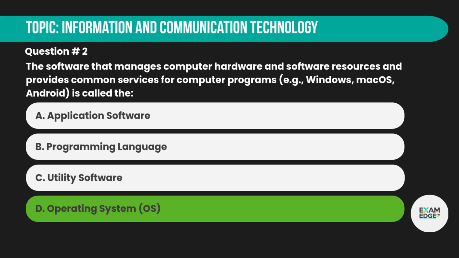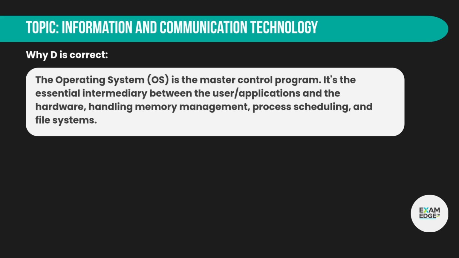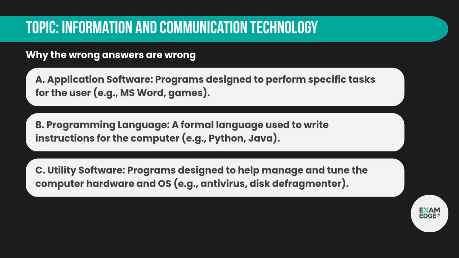Correct answer: D. Operating system, OS. Why D is correct? The operating system, OS, is the master control program. It's the essential intermediary between the user, applications and the hardware, handling memory management, process scheduling, and file systems. Why the wrong answers are wrong?